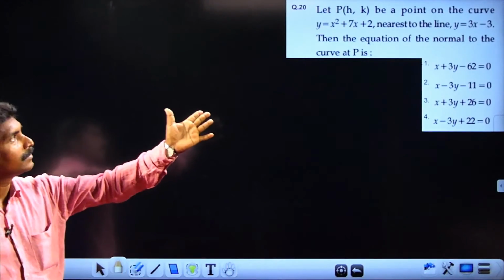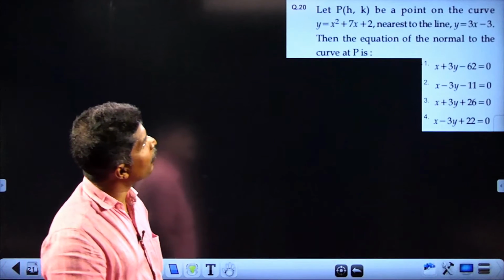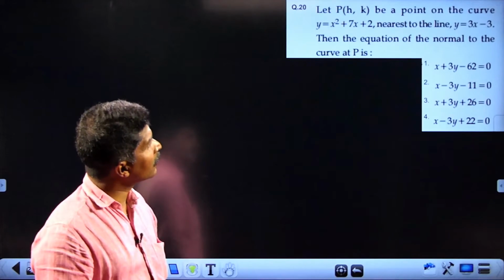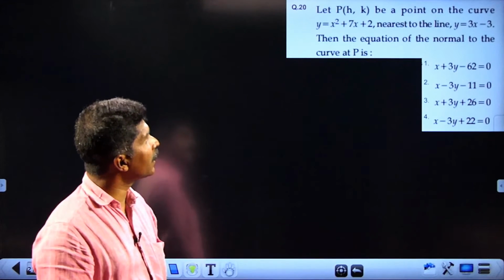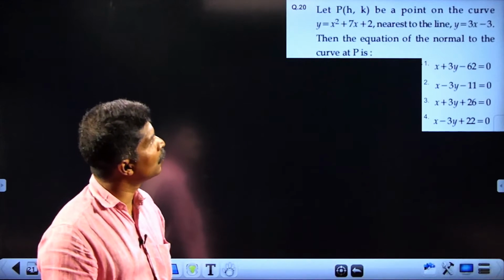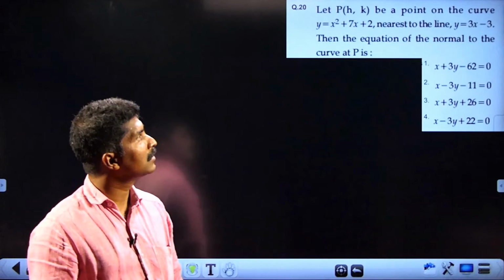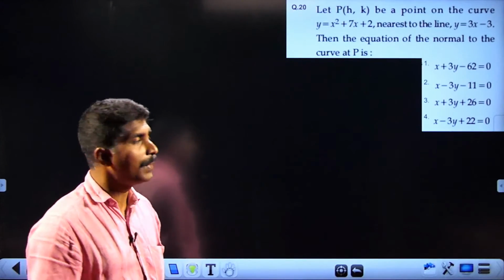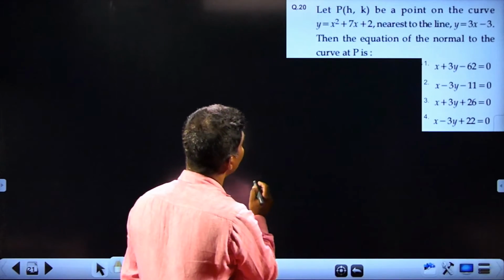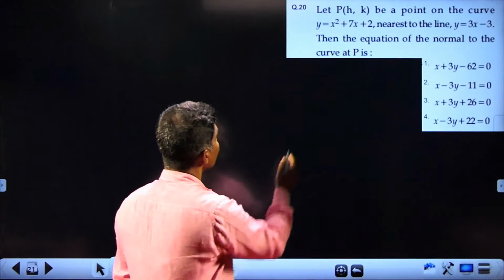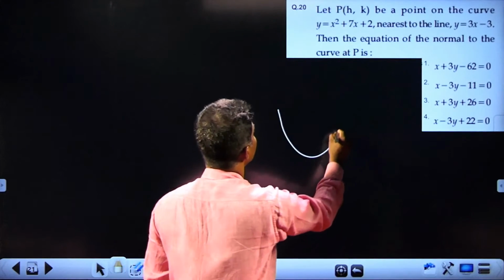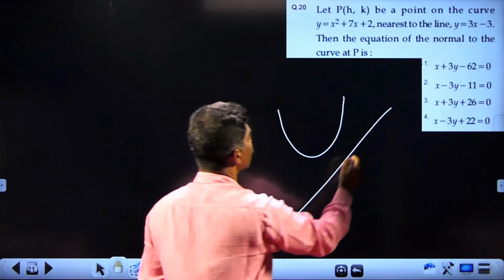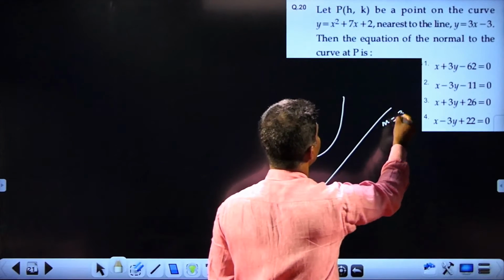Next question. Let P be a point on the curve y equals x squared plus 7x plus 2 nearest to the line y equals 3x minus 3. Then the equation of the normal to the curve at P is... we need the equation of the normal. Okay. This is a parabola, and this is a straight line, and its slope is what? Slope is equal to 3.